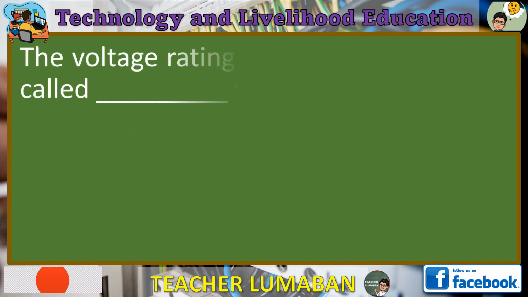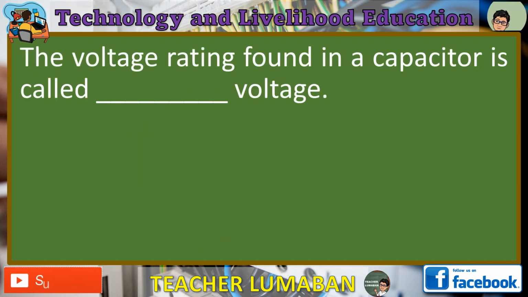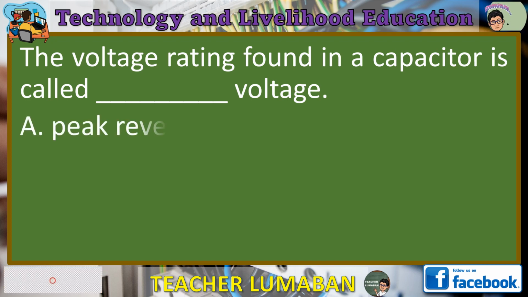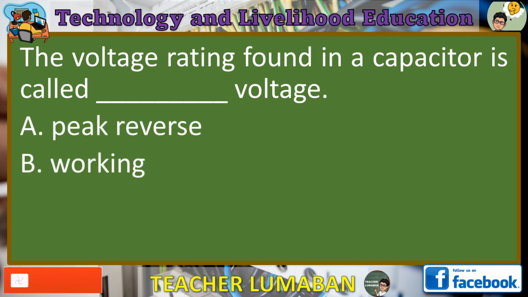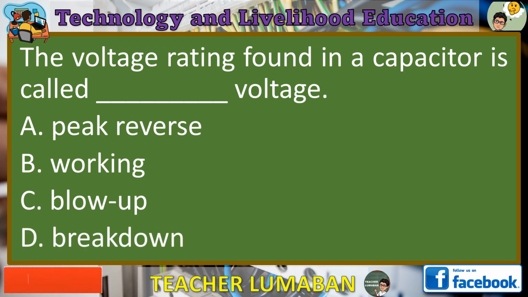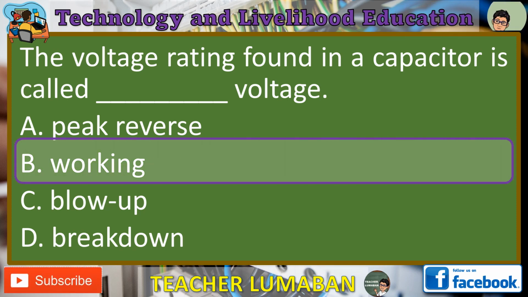The voltage rating found in a capacitor is called blank voltage. Letter A, peak reverse. Letter B, working. Letter C, blow up. Letter D, breakdown. In the next 5 seconds, select the best response from the available options. 5, 4, 3, 2, 1. The correct answer is B, working voltage.